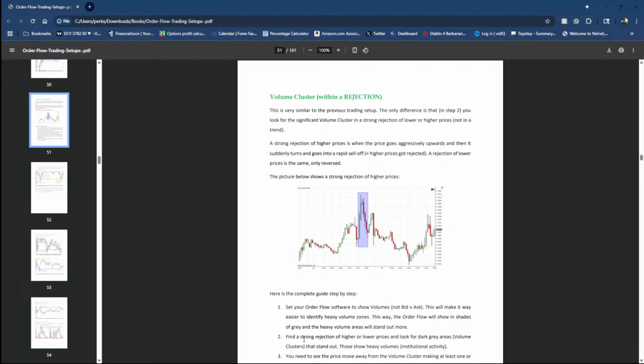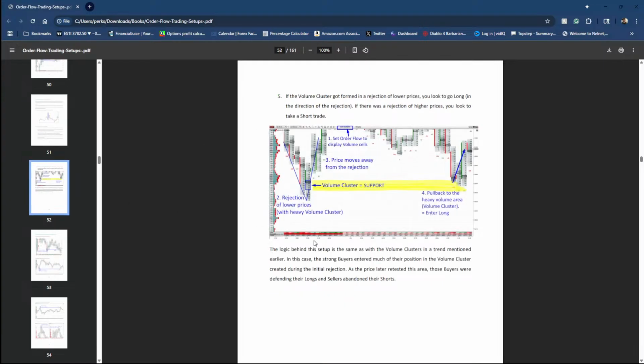We already kind of talked about the step-by-step guide, but if you want to revisit, this is page 51 of his book. But again, just read the whole thing, right? So within a rejection of lower prices, as price is pushing down, we get the large volume cluster here, which is our support level. And the next time price comes to there, we'll be entering long or calls, right? So I'm not going to read all of this verbatim.